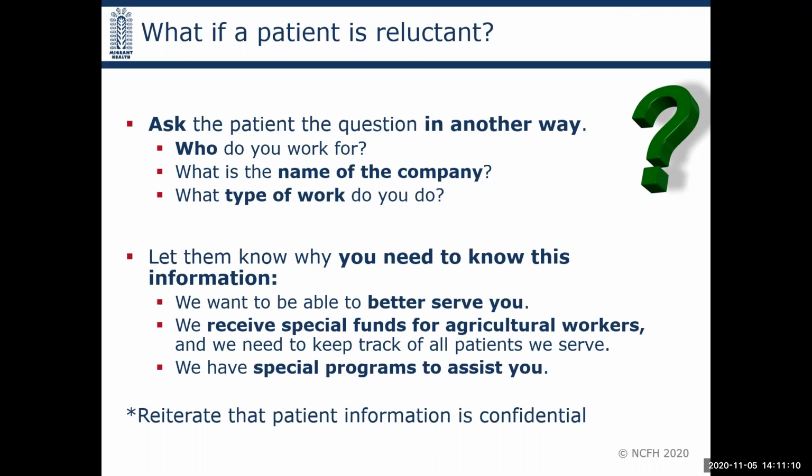Let them know why you need the information. So we want to be able to better serve you. We receive special funding for agricultural workers, and we need to keep track of that. We have special programs that we offer to assist you. Reiterate to them that their information is confidential, because that would be something that all of us would be concerned about. So let them know that it's confidential. You're only capturing this information for reporting purposes for classification of special populations. You're not using it for any other reason.